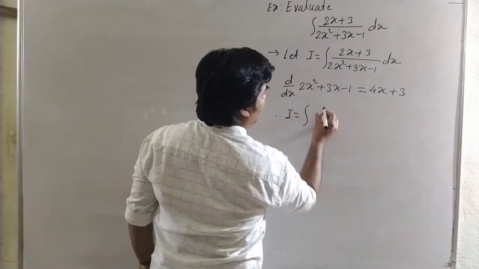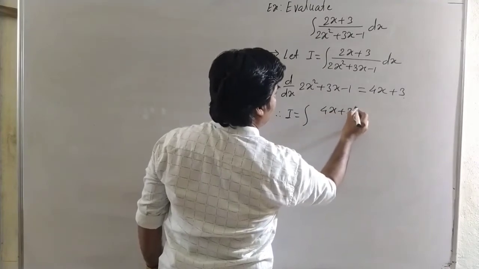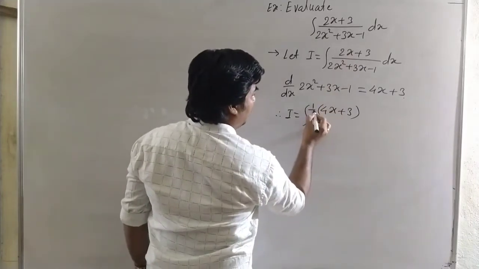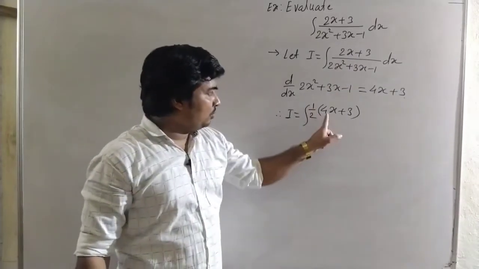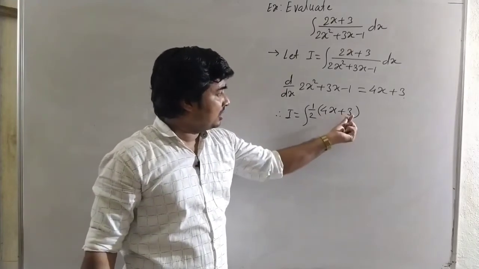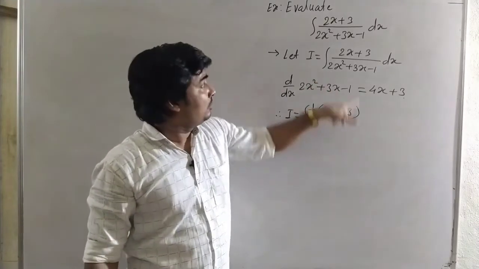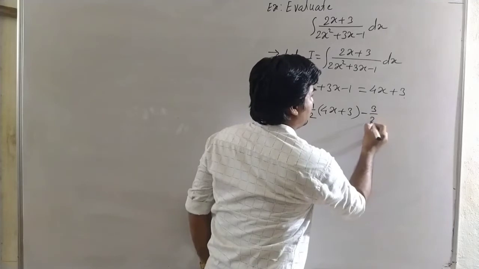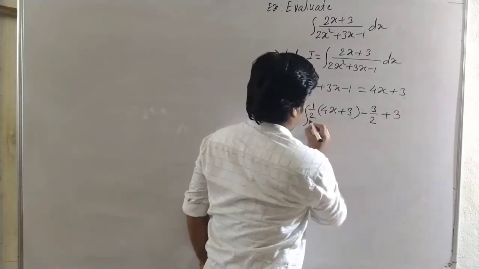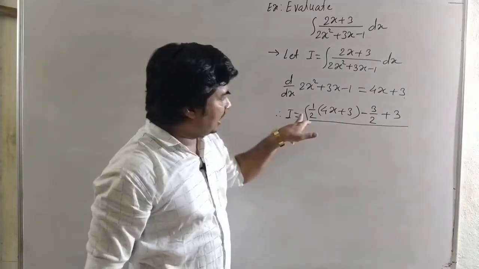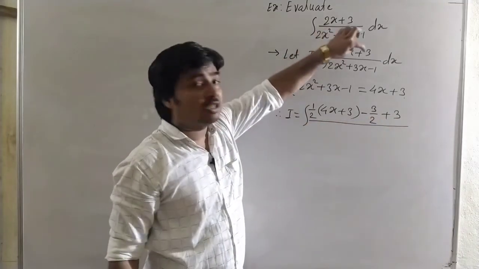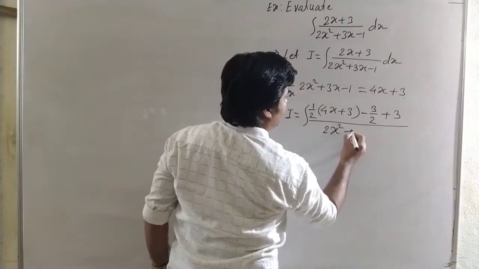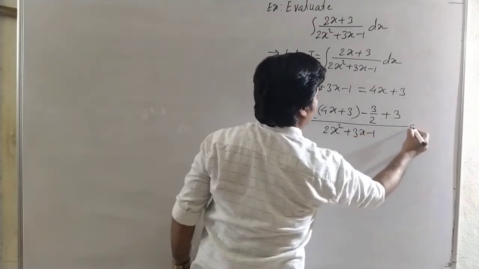integral is equal to 4x plus 3, but we want only 2x. So here we multiply by 1 by 2. See carefully. It is 1 by 2 into 4x, it is 2x, but it is 1 by 2 into 3, it is 3 by 2, but we want only 3. So this 3 by 2 gets cancelled, minus 3 by 2, and we can write plus 3 by 2 upon, the calculation of this term, it is 2x plus 3 and numerator as it is, sorry, denominator, 2x square plus 3x minus 1 dx.